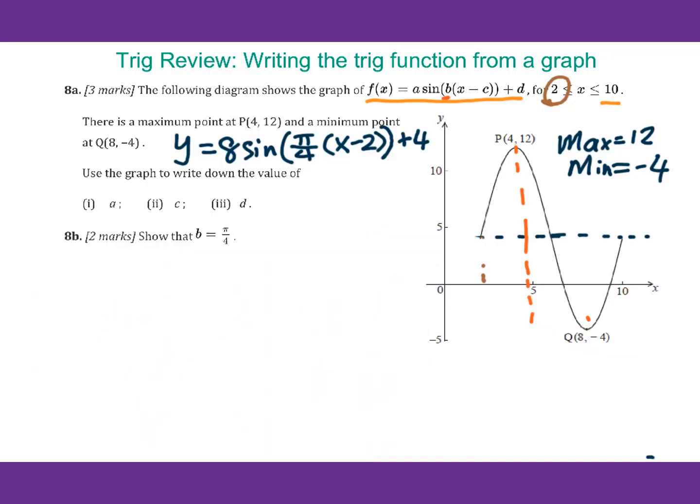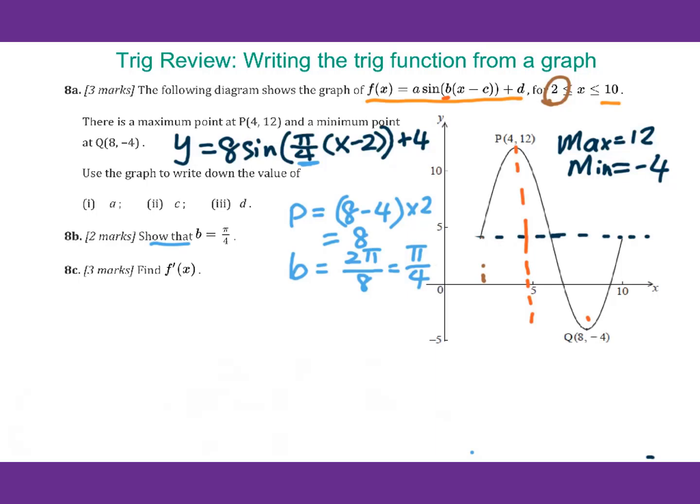For 8b, show that b equals pi over 4. We already figured out this b equals pi over 4. But if you see show that, you will write period equals 8 minus 4 times 2 equals 8. b equals 2 pi over p. Therefore, it's pi over 4.